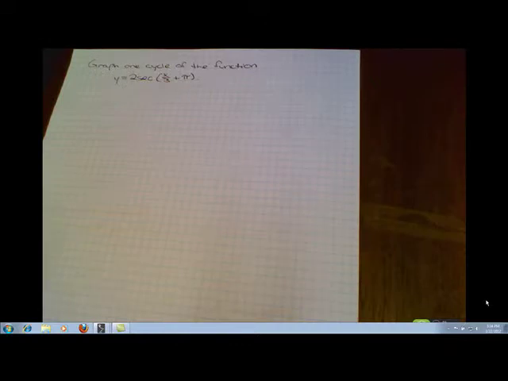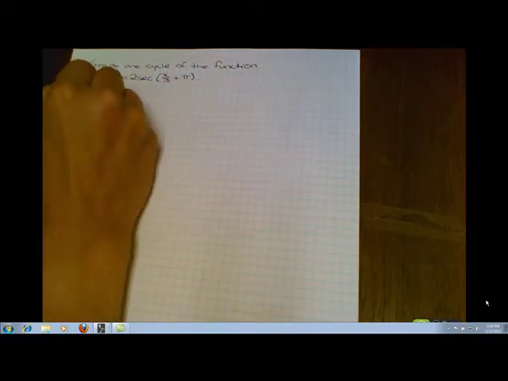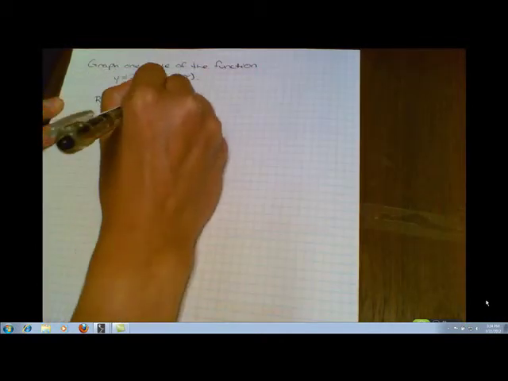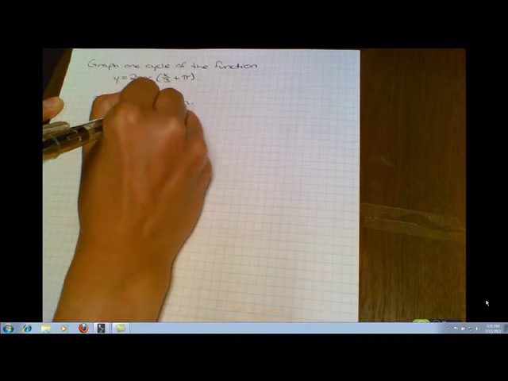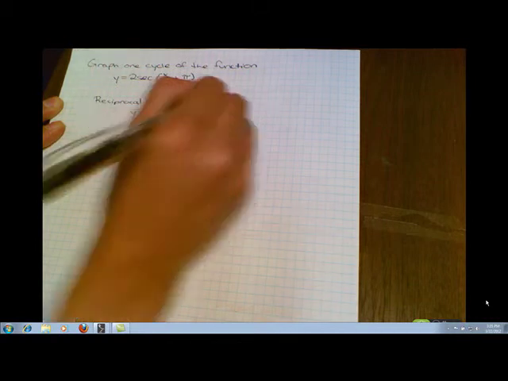Suppose you're asked to graph one cycle of the function y equals 2 secant of x over 3 plus pi. Whenever you're graphing a secant or a cosecant function, it's important to first graph the reciprocal function, the either sine or cosine function. In this case, the first thing you want to remember is that secant is the reciprocal of cosine. So we're going to begin by graphing the reciprocal function, y equals 2 cosine of x over 3 plus pi.